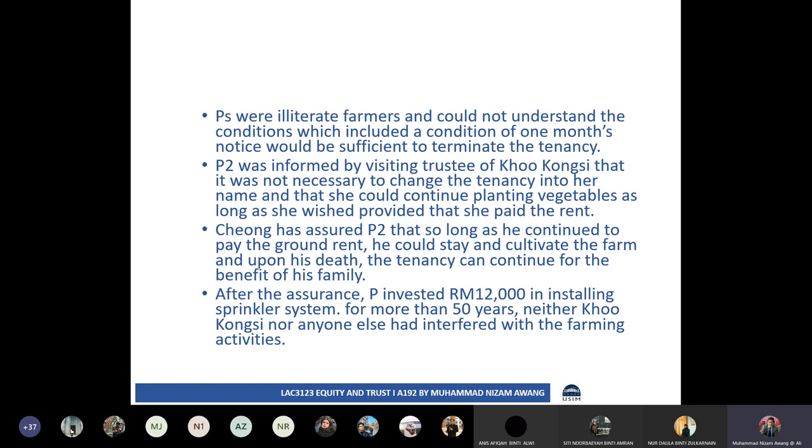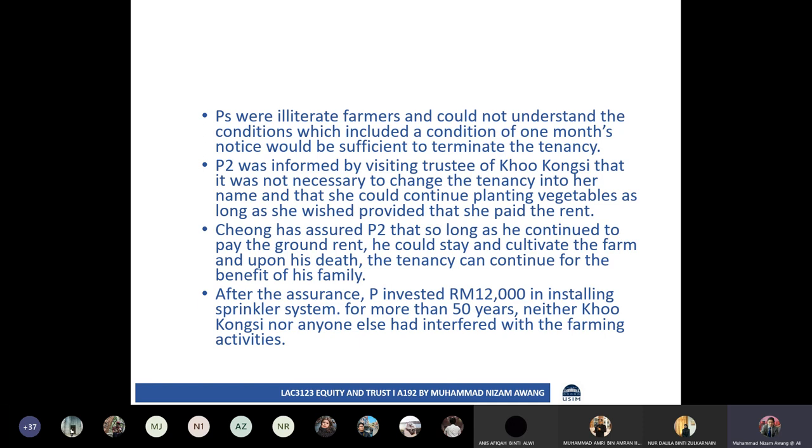Plaintiff number two was informed by the visiting trustee of Ku Kong Si that it was necessary to change the tenancy into her name and that she could continue planting vegetables as long as she wished, provided she paid the rent. Cheong assured P2 that as long as he continued to pay the ground rent, he could stay and cultivate the farm, and upon his death, the tenancy can continue for the benefit of his family. This is another promise.